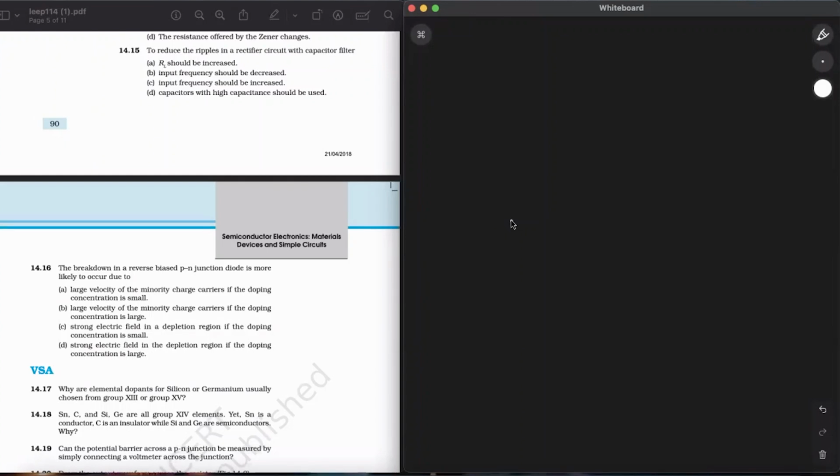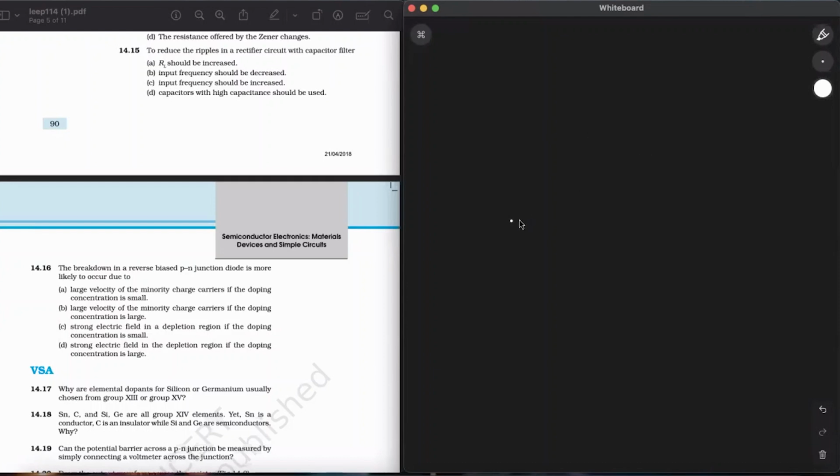Yes, correct. So we conclude that in reverse biasing, ionization takes place because the minority charge carriers will be there, and they will be accelerated due to the reverse biasing and strike the atoms, which in turn cause secondary electrons, and thus more charge carriers will be there. And when the doping concentration is large, there will be a large number of ions in the depletion region, which will give rise to a very strong electric field. So that will cause the breakdown voltage.